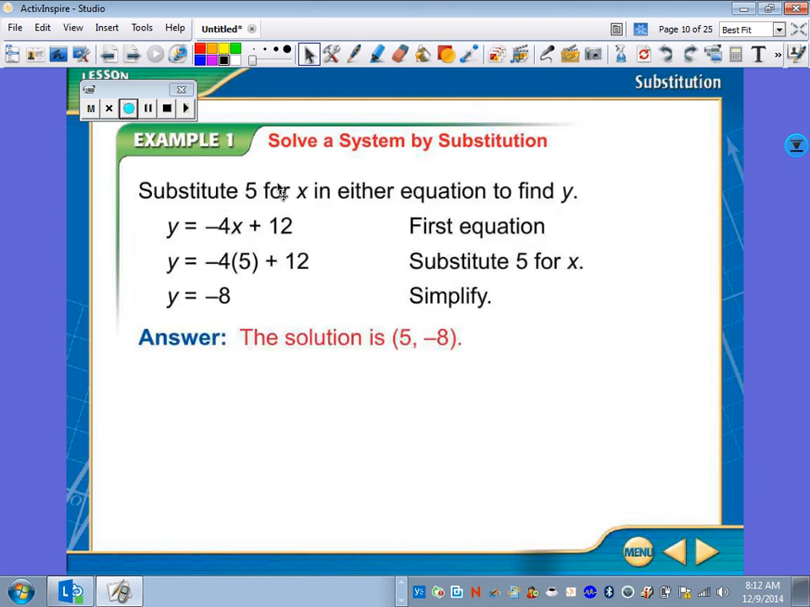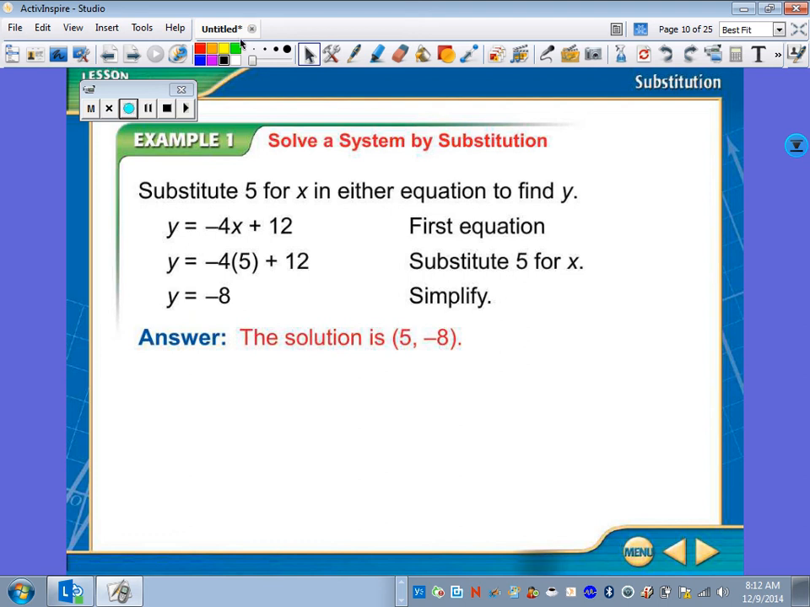Then what you do is you take that 5 and you can put it back in either of the equations. I always go back to my originals. I don't know why, I just do. I think my Algebra 1 teacher told me that. And so you're going to replace the x with 5. So you're going to have negative 20 plus 12, which is negative 8. So your ordered pair, or your solution, is (5, negative 8). Guys, you need to write your answers like this. It's just much easier to grade.